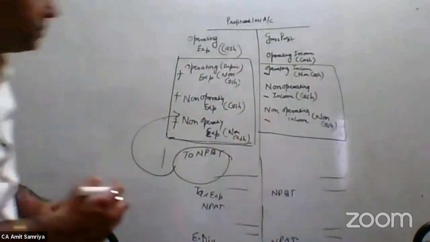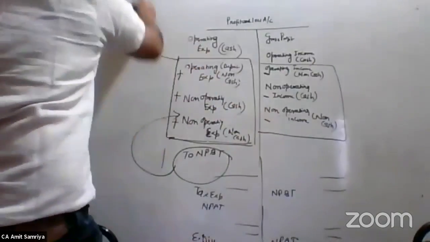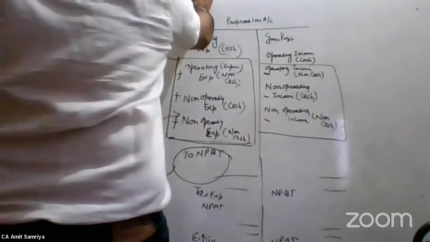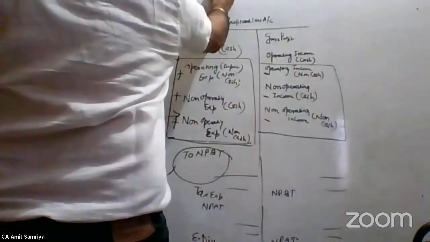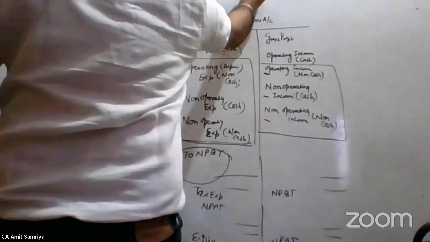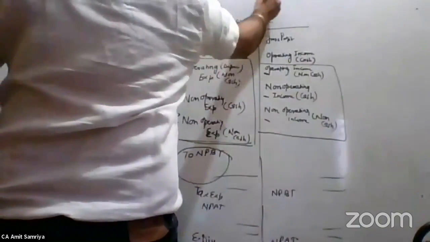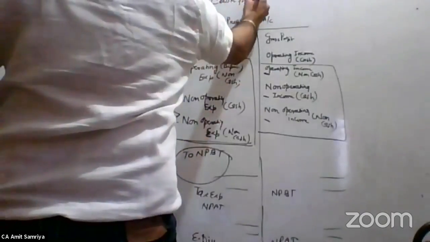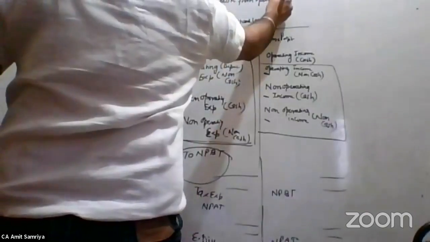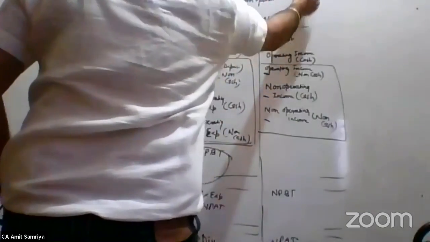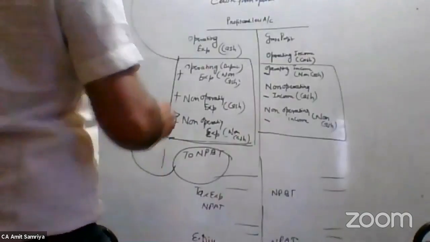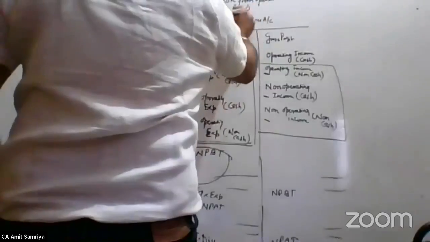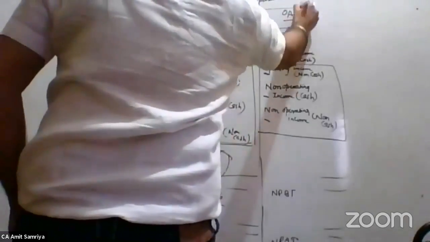And when fund from operation arrives, we will do adjustment of working capital. And after doing adjustment of working capital, cash from operation arrived. And from this, tax paid is deducted. And we get the final answer from operating activity.